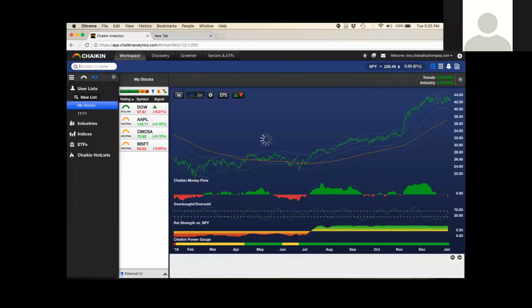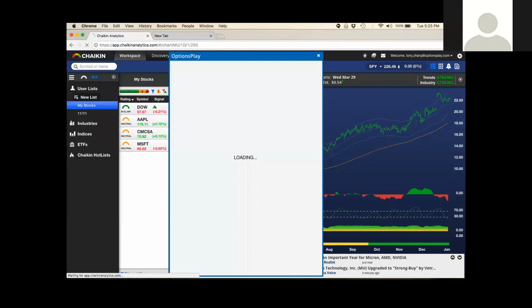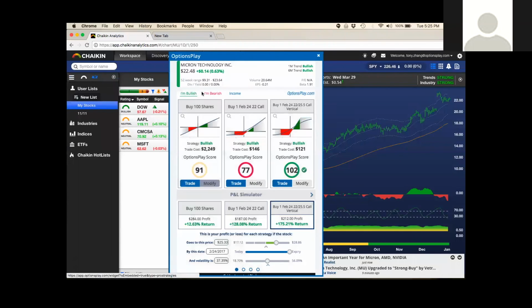And Tony, if you want to start with that and then delve a little deeper into options play, that'll be great. Sure, absolutely. So if we're talking about trying to buy some protection on Micron, once you pull up the symbol, click on the options button, and that will bring up options play. As you can see on the top of your screen, you have 3 selections: bullish, bearish, or income. In this particular case, let's look at some bearish strategies to buy some hedges.